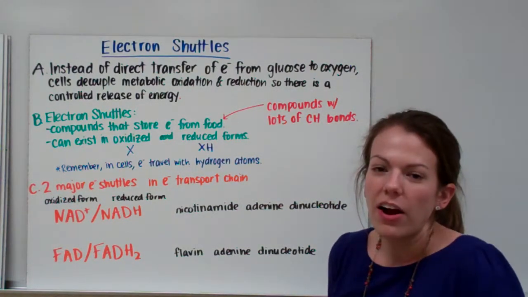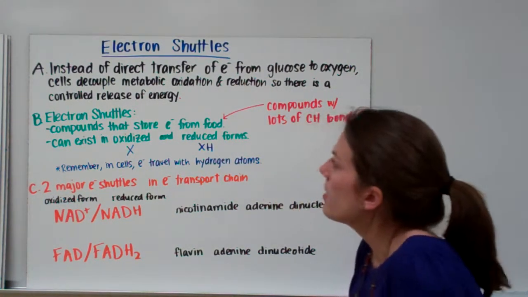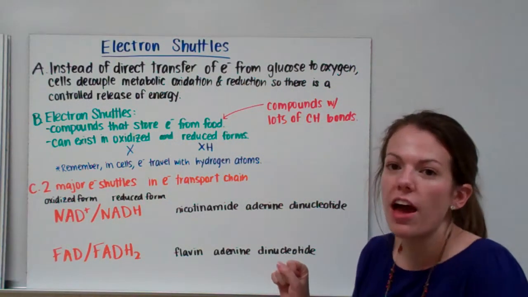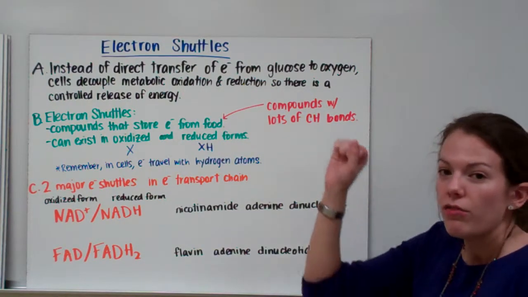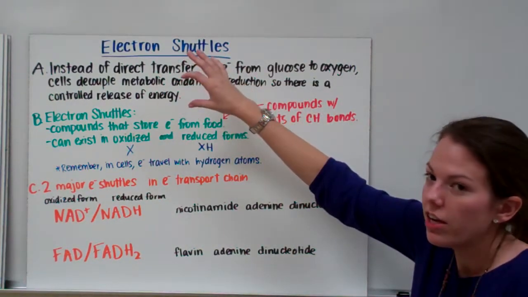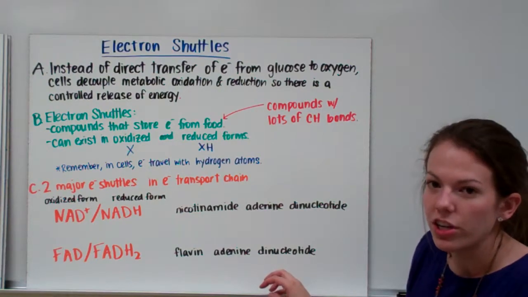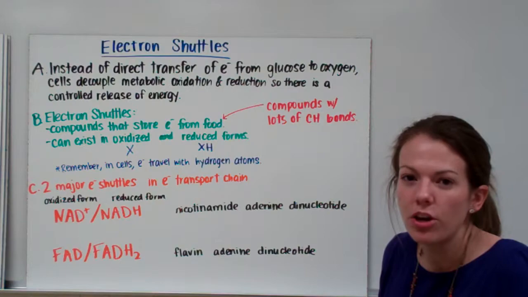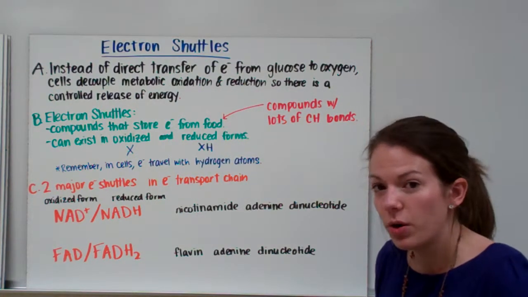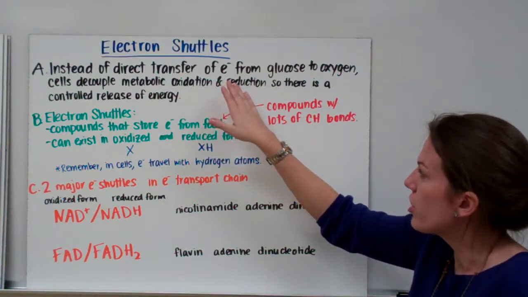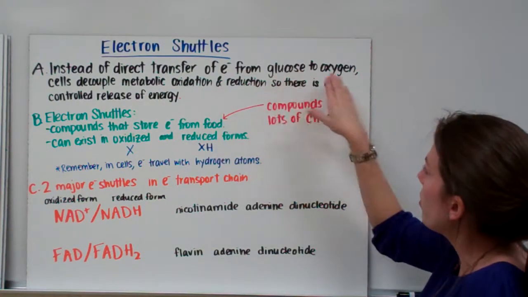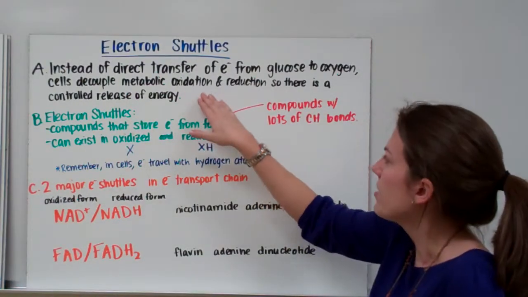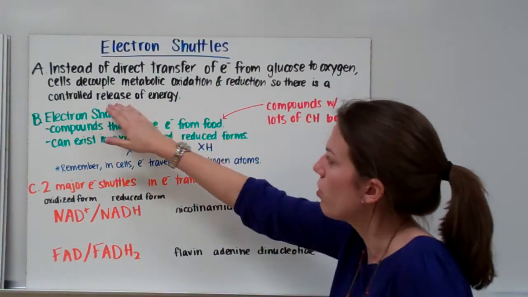Finally, let's discuss our electron shuttles a little bit more. Instead of moving our electrons directly from glucose, those bonds of high potential energy, to our very electronegative oxygen, which would result in an explosion, it would release a lot of energy, but we couldn't capture much of it and actually do work with it. So instead of a direct transfer of electrons from glucose to oxygen, cells decouple, or break apart, metabolic oxidation and reduction, so there is a controlled release of energy.